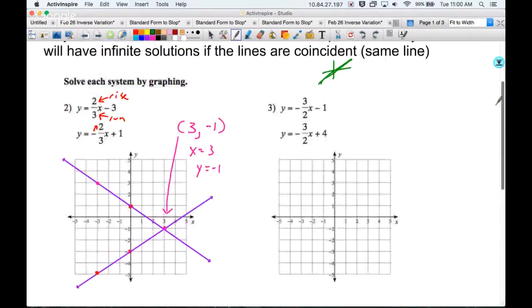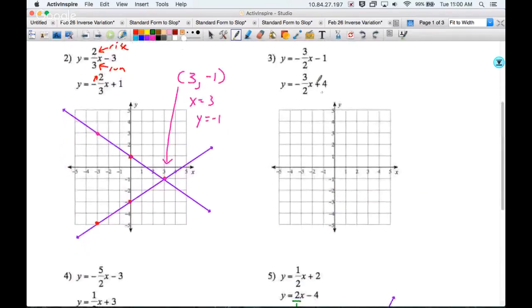Kind of skipped number 3, but looking at it now, I can tell it's going to be a little bit different. If I plot these and go a little bit quicker, point at -1, down 3, right 2, or up 3, backwards 2, makes my first line.